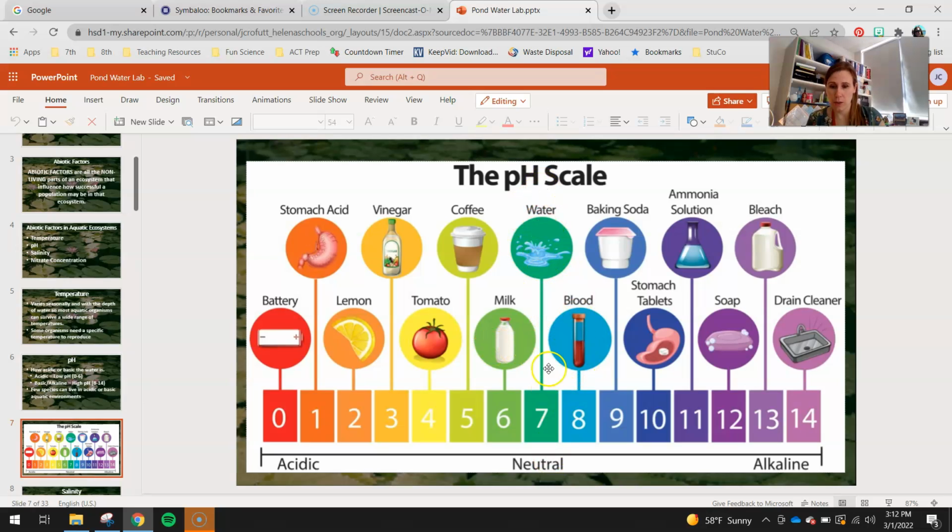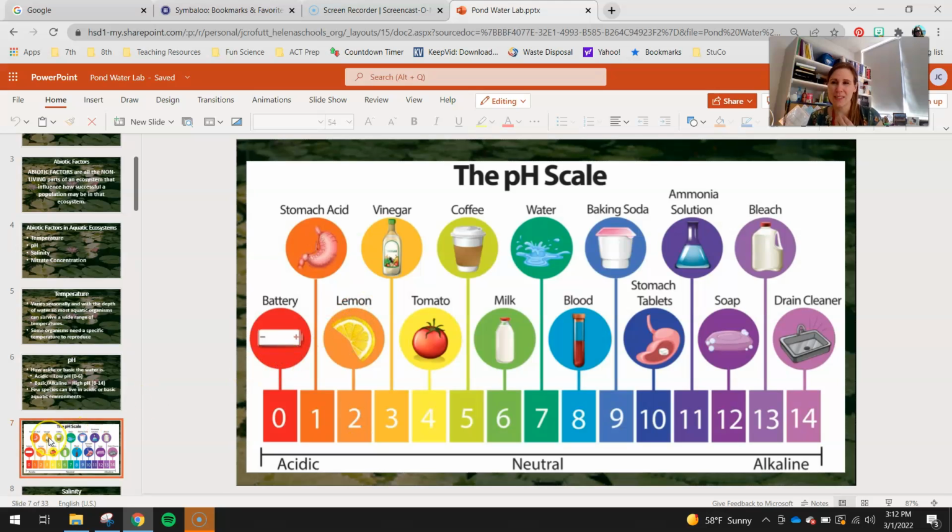Water's right here in the neutral area, 7. When we think of pH, we don't actually have a unit label for it. We just use the number. You can see milk, coffee, and stomach acids are about a 1 or a 2. Lemon, the citric acid in lemon, is what gives it that sour taste, and that is acidic.